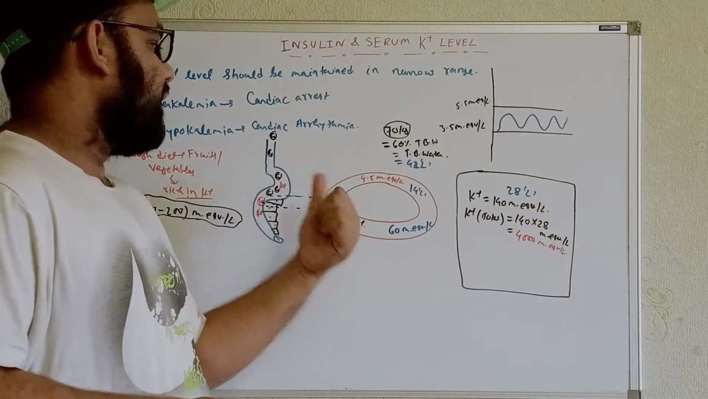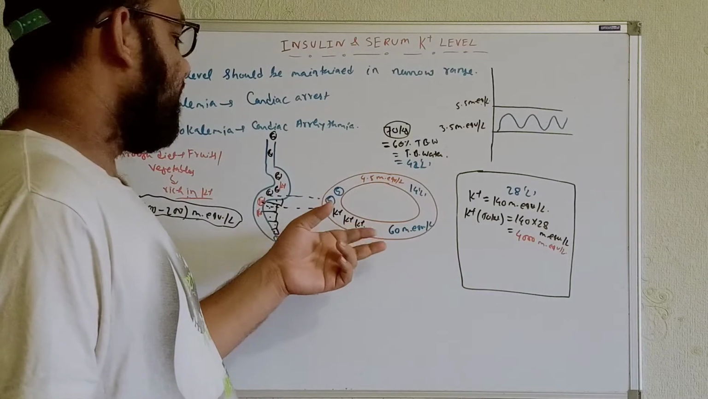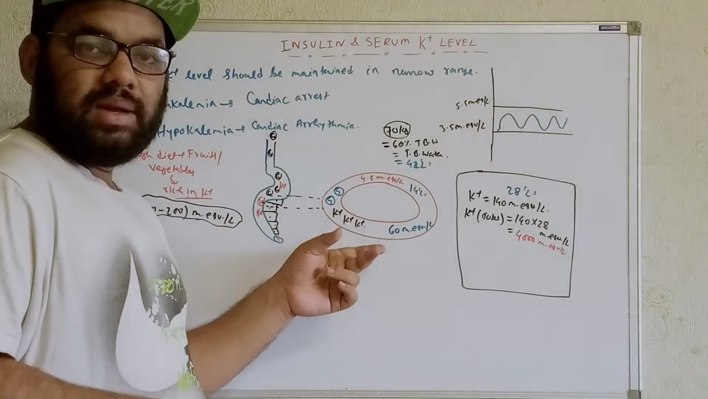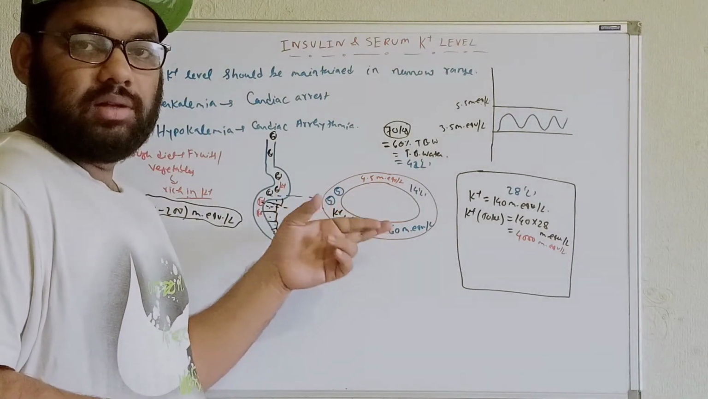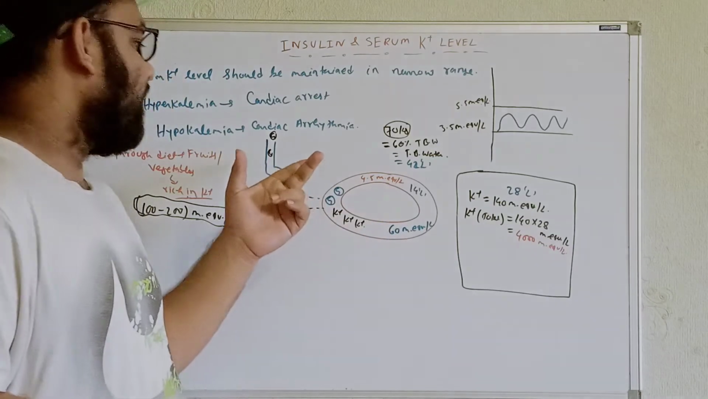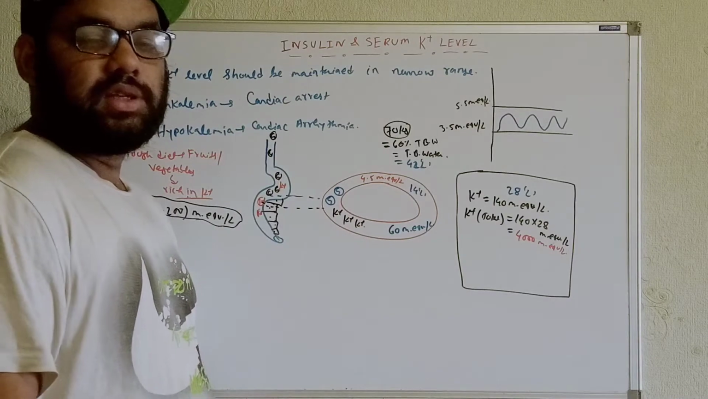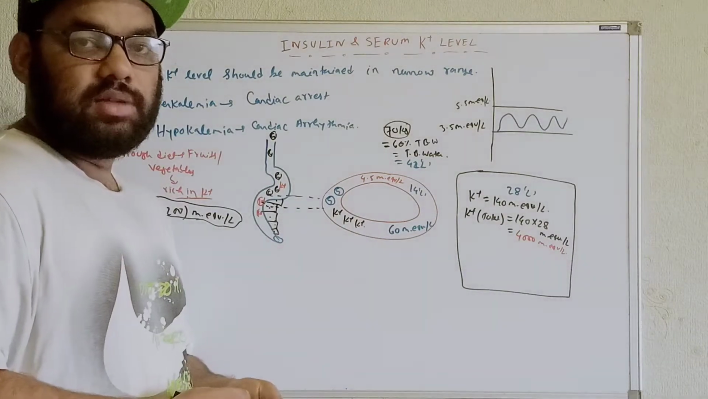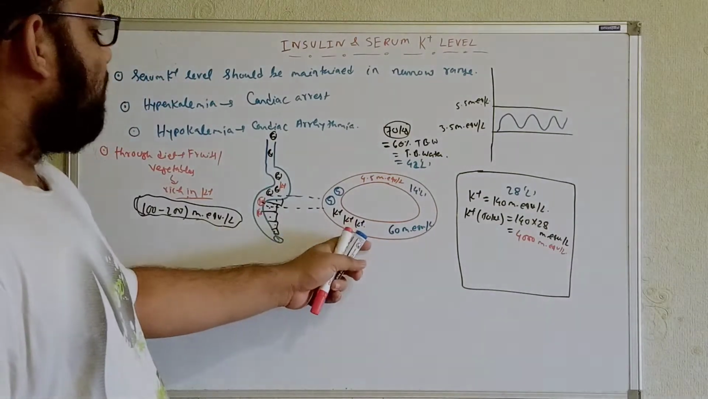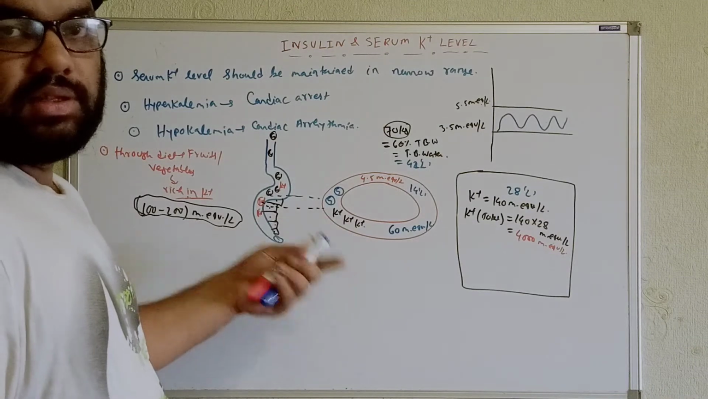But try to understand, every day 2 to 3 times, whenever we are eating food, the potassium level will be elevated, and that will threaten the heart. There are chances for the development of cardiac arrest. But under normal physiological conditions, we don't face this type of problem.